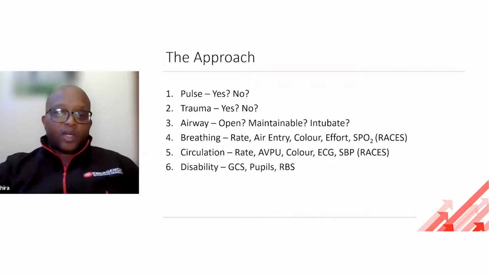Are they cold, clammy, looking ashen? What's the ECG doing? Or just systolic blood pressure? And disability, GCS, pupils, RBS. I can guarantee you every critically ill patient, you have to get all these things. And the main thing is actually having a routine of how you do it at every given point, and being able to provide the immediate statistical efforts that your patient needs.